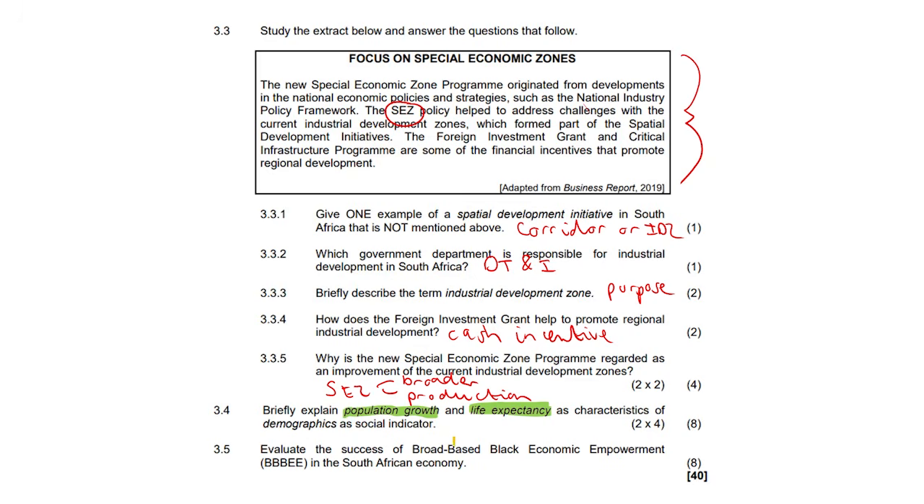3.5, evaluate the success of BBBEE in the South African economy. Very controversial concept. In today's world, the race-based laws, affirmative action, all that good stuff, always begging the question, when is enough going to be enough? When is affirmative action going to halt? But so many reasons for it, so many reasons against it. It's a really, really hot topic, just depending on who you ask.